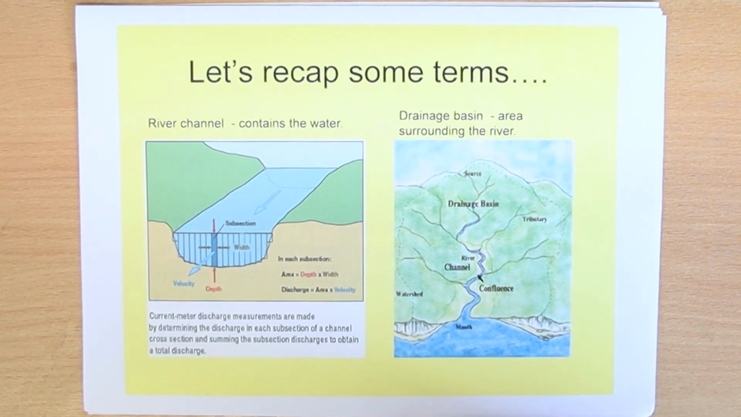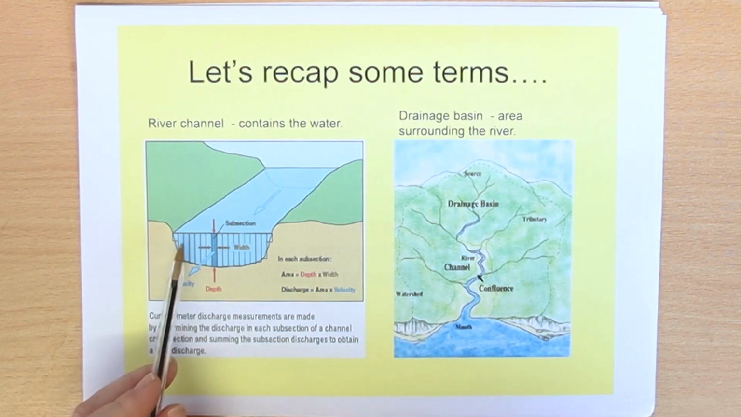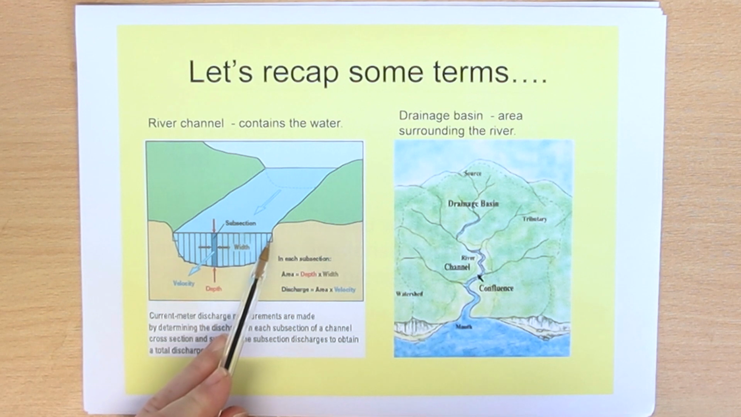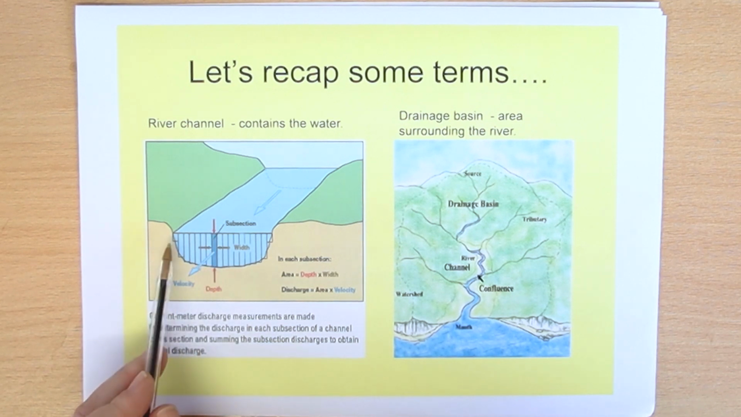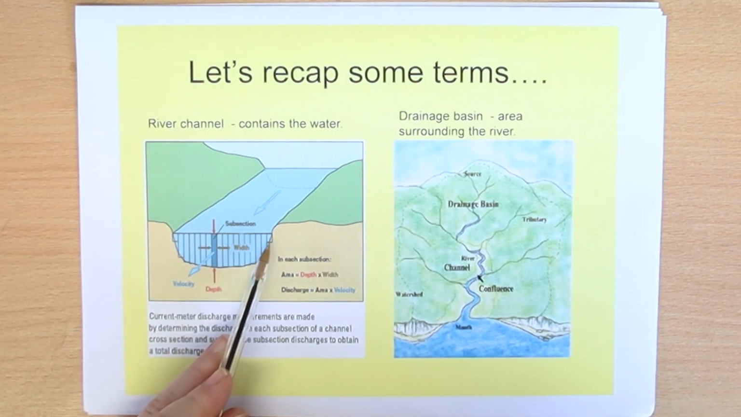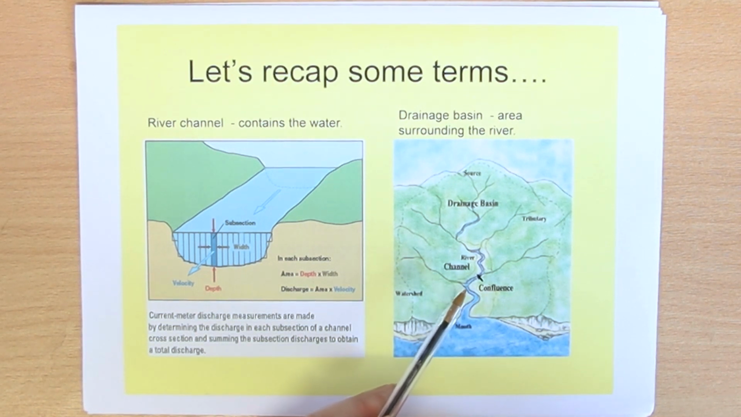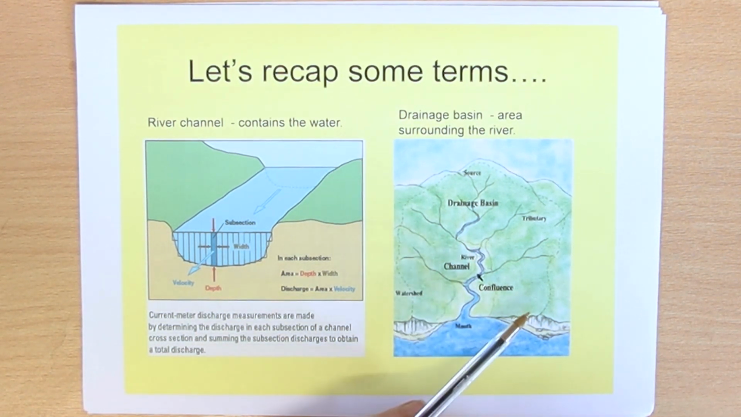Now that might give me one or two ideas about what I could measure. What characteristics, what features of this channel might influence whether a river floods or not? I'm starting to think about, well, is it deep? Is it wide? What features of a drainage basin are going to influence whether a river floods or not? Is it steep? Is it flat?